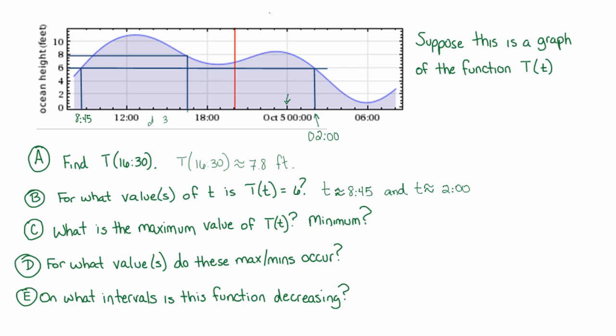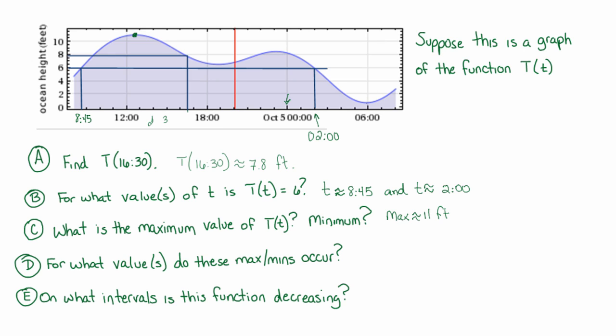The next question is asking what's the maximum value of our function T, and what's the minimum value of our function T. The maximum will occur at the overall maximum on this curve here, when it reaches the maximum height. That'll occur right here. And it says what is the maximum value. That looks to be about 11. The maximum value is about 11. So the maximum value, roughly 11, and I'll say feet because that's the interpretation.